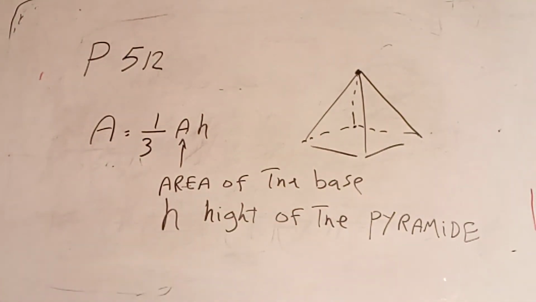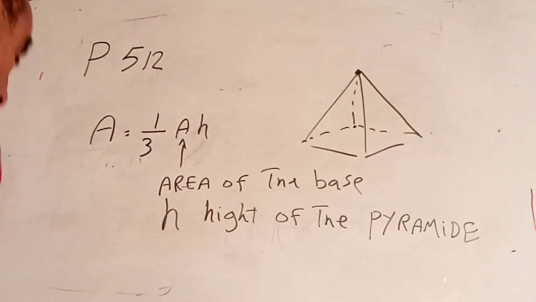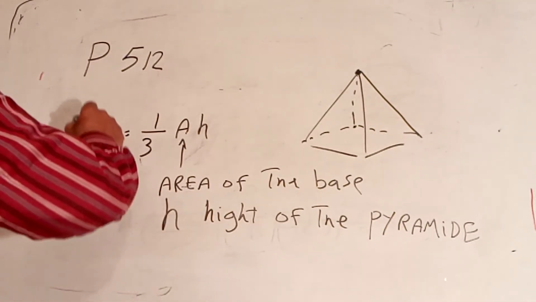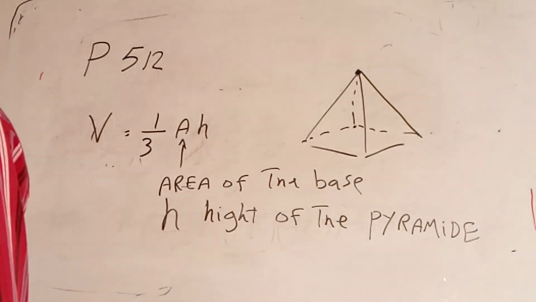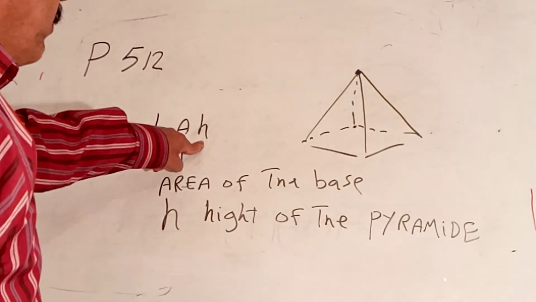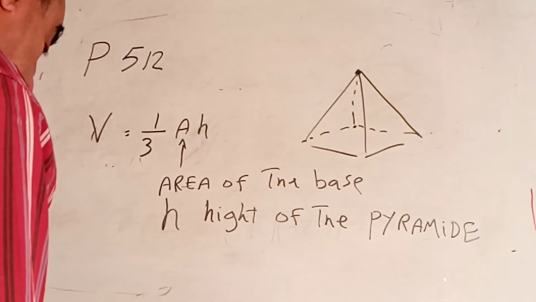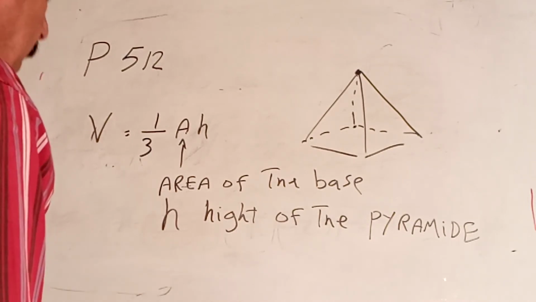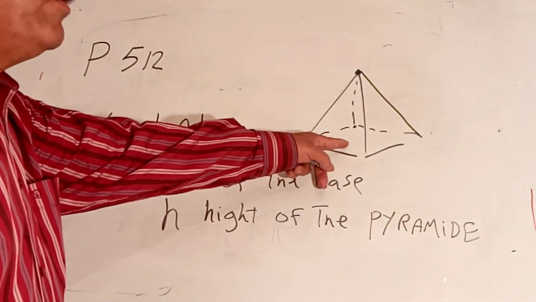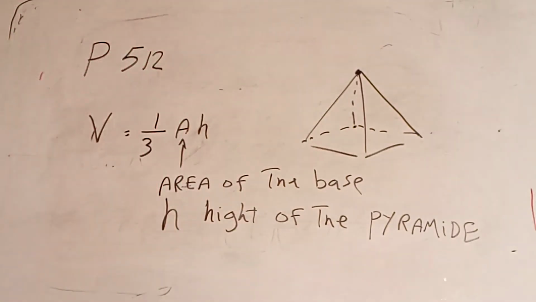So the area of the pyramid, sorry, it's not the area, it's the volume. We are talking about the volume of the pyramid. The volume of the pyramid is equal to a third A, the area of the base, multiplied by H, the height of the pyramid. The base could be rectangular, it could be triangle, it could be square, any of those, okay?